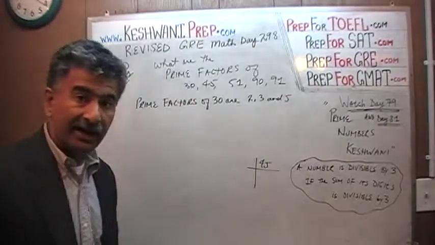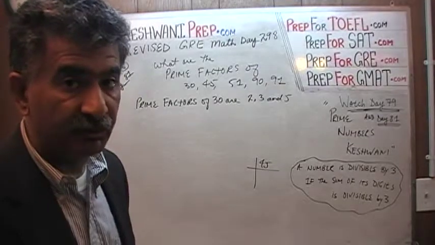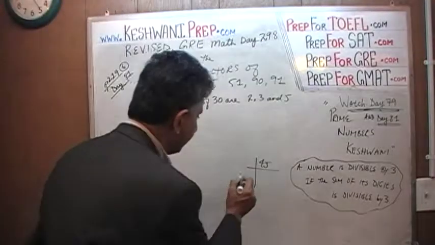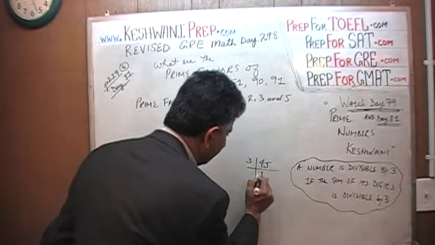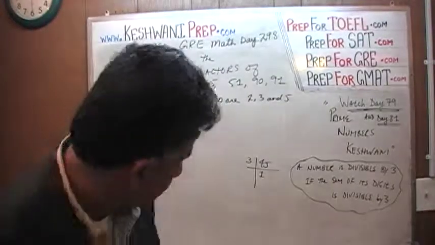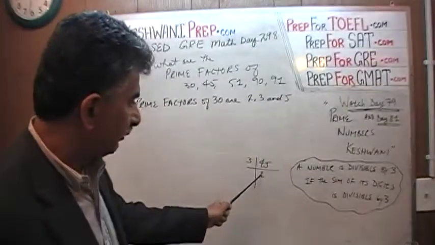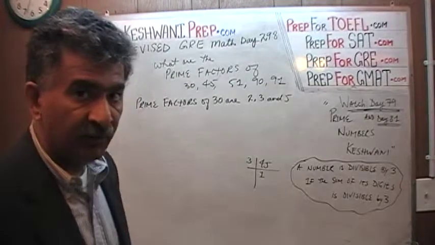4 plus 5 is 9. Since the sum of the digits is 9, which is divisible by 3, therefore 45 is divisible by 3. How many 3s does 4 have? 4 has one 3. The remaining one goes and joins the 5, becomes 15.